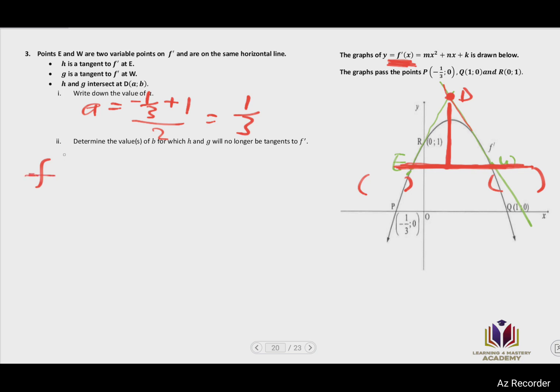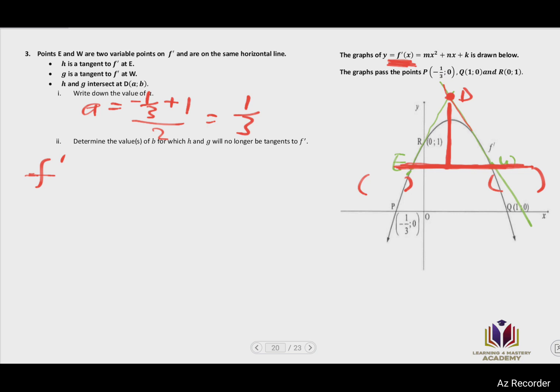We're going to say, okay, remember we calculated the X coordinate of D, right? Meaning that we can calculate the Y coordinate of D to determine which Y value is required for these two to be tangents to the graph of F prime. Okay, meaning that if it so happens that we shift the Y value of D by any margin, these two won't be tangents.